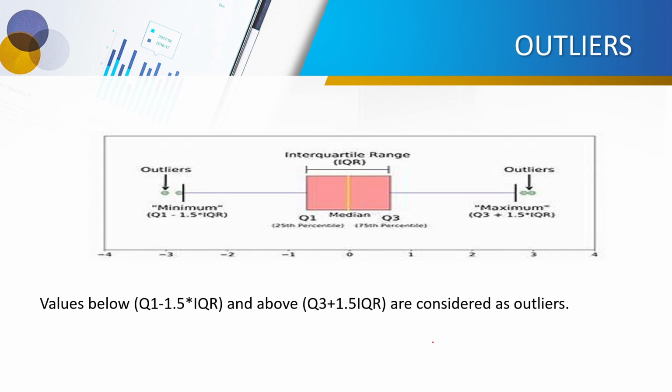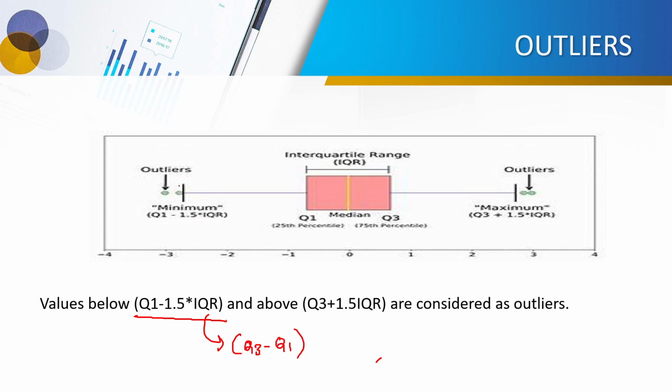Is it clear, this part? And in the last lecture, we also saw that we have outliers. Outliers are the values which are very much away from the mean. In case of interquartile range, the value considered here is Q1 minus 1.5 into IQR. And what is the value of IQR? IQR is your Q3 minus Q1.